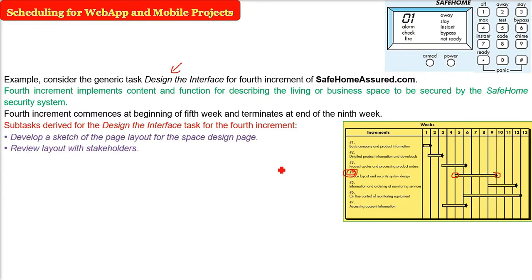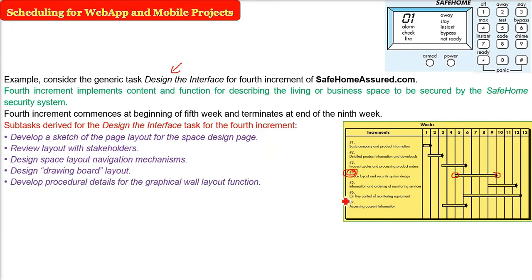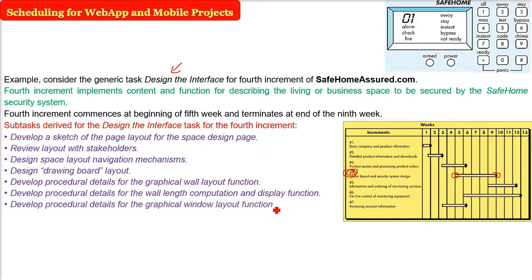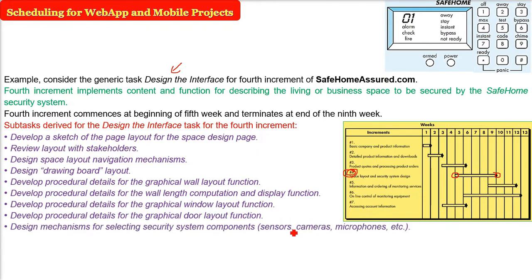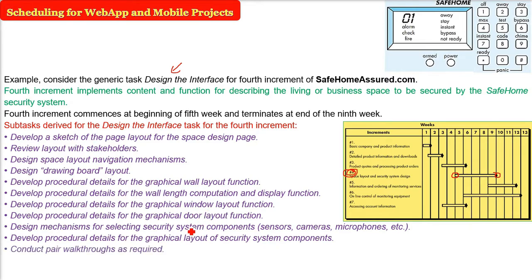Just don't worry about all these. I'm just saying that there are certain things which we have to do, like making a page layout. Then you have to review it. The space layout mechanism, drawing board layout, and then the procedural details for the graphical wall layout, wall length computation, display function, procedure detail for graphic window layout and graphic door layout, and then the selection of the system components like the sensor, cameras and microphones, and then the procedural details for the graphic layout for security system components, and then we have to conduct the pair walkthroughs as required.